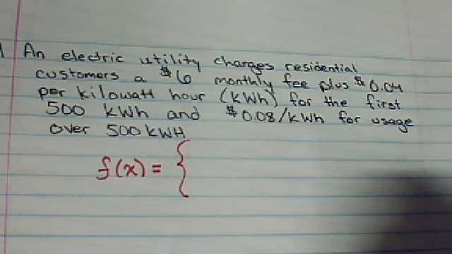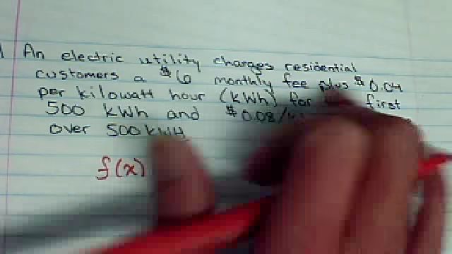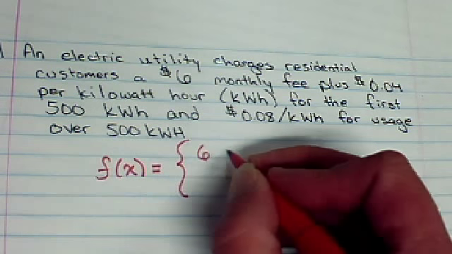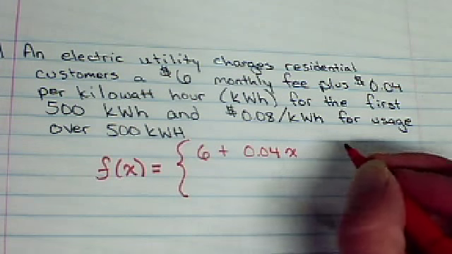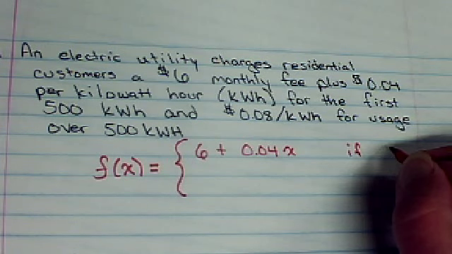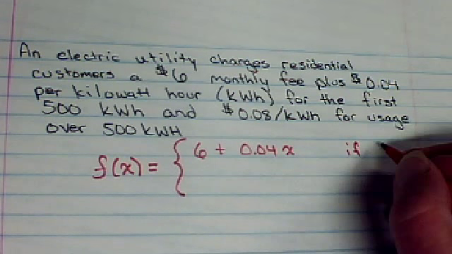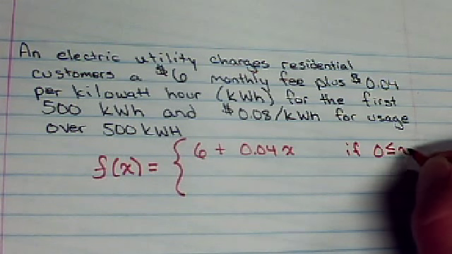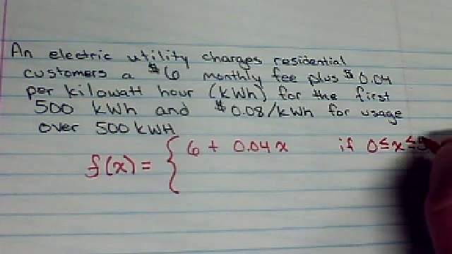What would be the first piece of this? Well, we have the $6 monthly fee plus 4 cents per kilowatt hour. So that one's pretty easy. $6 fee plus 4 cents per kilowatt hour. And that's only going to be what they charge if, what would be the smallest kilowatt hours that fit into that scenario? Well, that would be if you didn't have any, up to the 500.